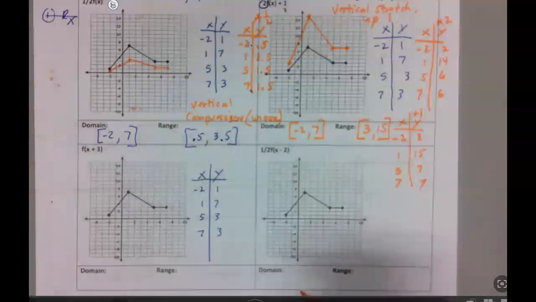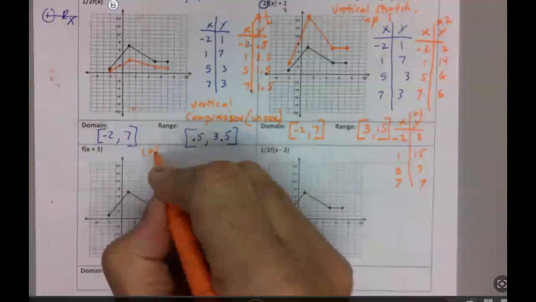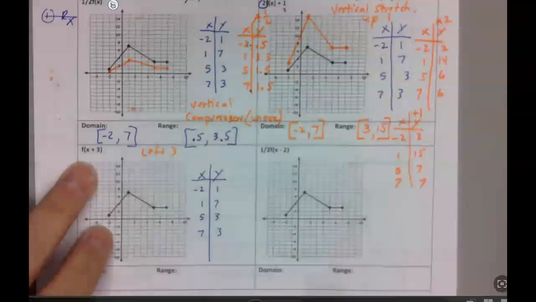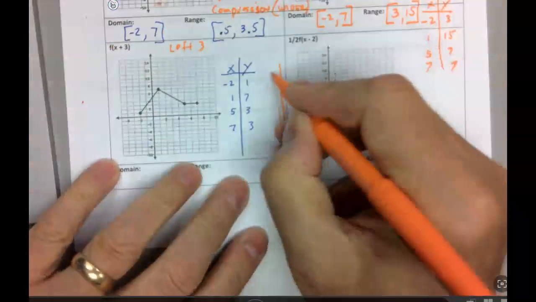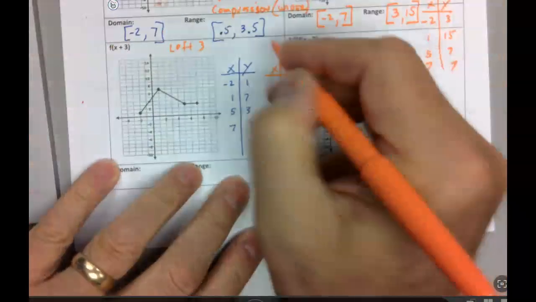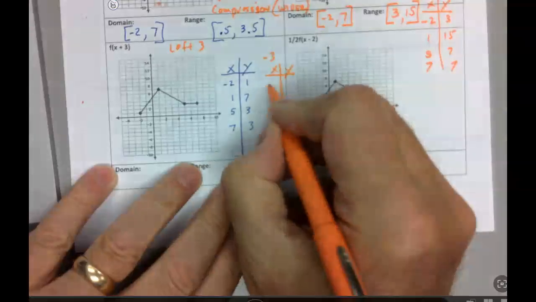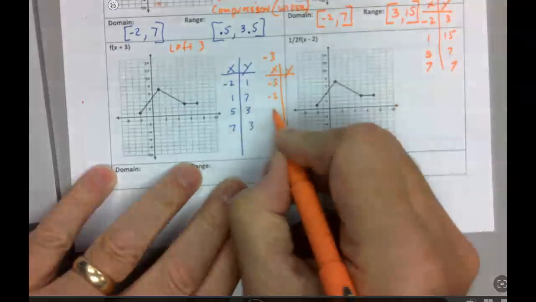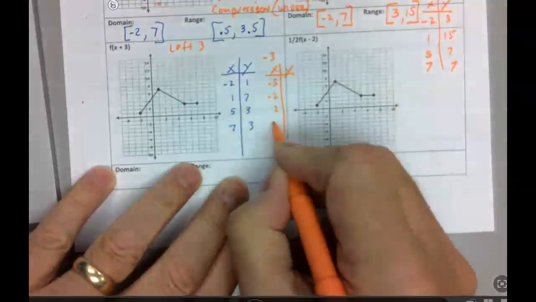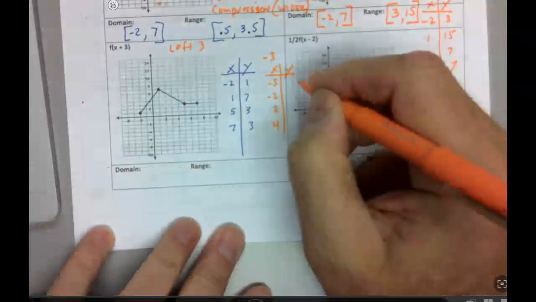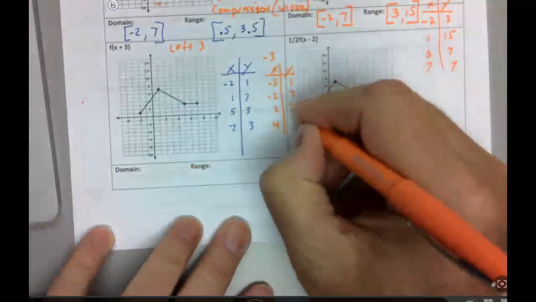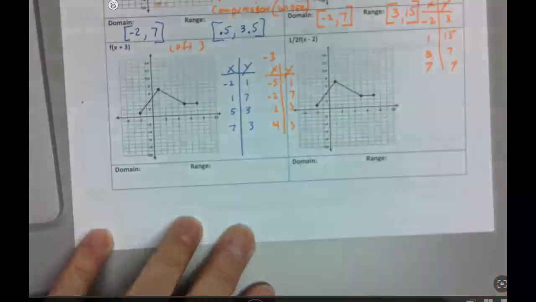Does everybody agree with me on that? Because I'm going to go left 3 here. Because it's always an imposter, isn't it? Agreed? So, my new table, subtract 3. So, negative 5, negative 2, 2, 4. And I'm not going to do any of those, am I? Correct? So I subtracted 3 from all the x values.